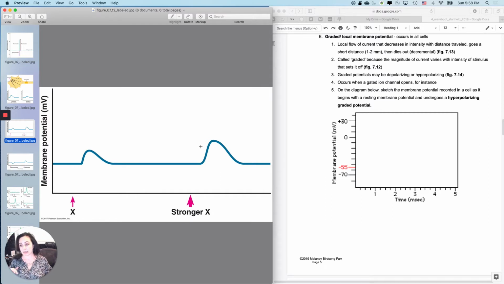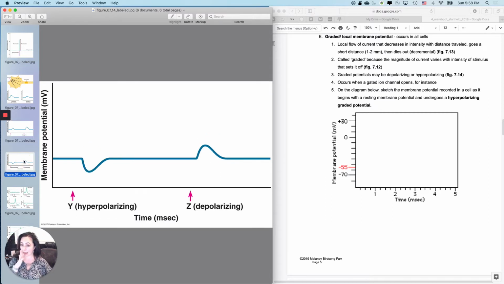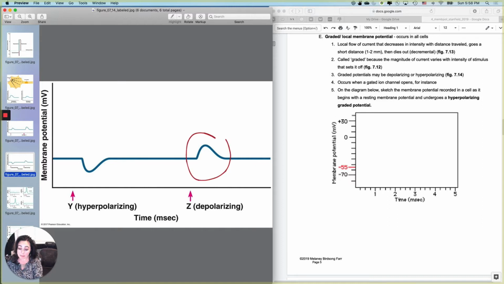The other thing is that graded potentials can also be depolarizing or hyperpolarizing. One of these, Y or Z, is recording what happens in a membrane if you open a sodium channel, and the other one is recording what happens if you open a potassium channel. So let's talk about how you would know. Hopefully you get this, but I don't know if you do. This one right here, Z. Let's talk about what is happening there. I'm starting at minus 70. They didn't put it here, but let's start at minus 70 because that's where it is on average.